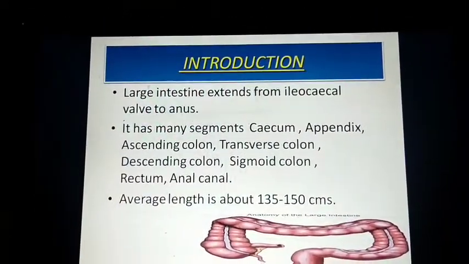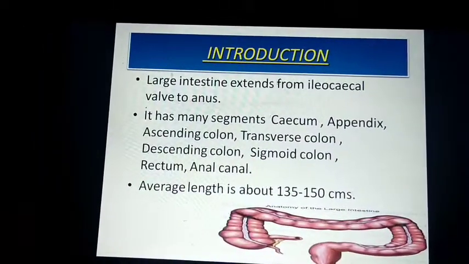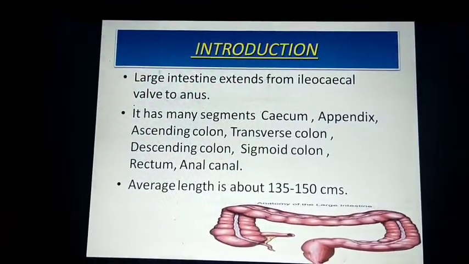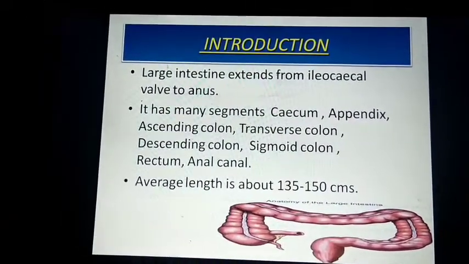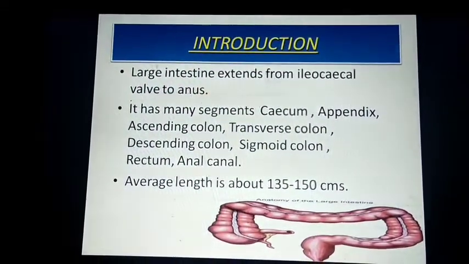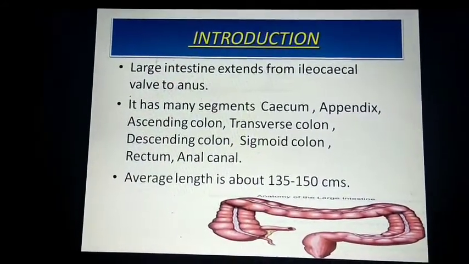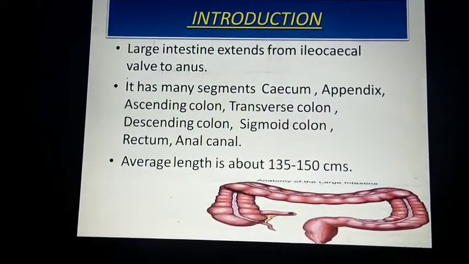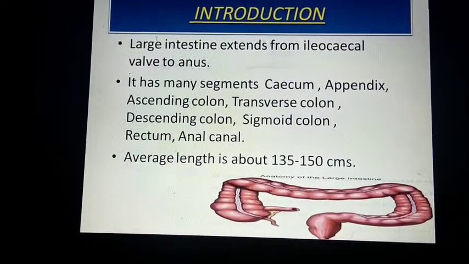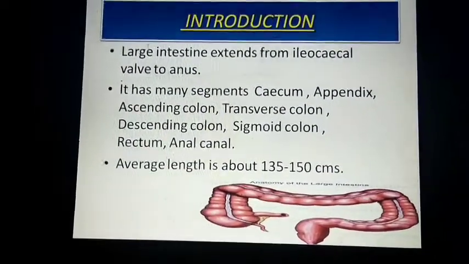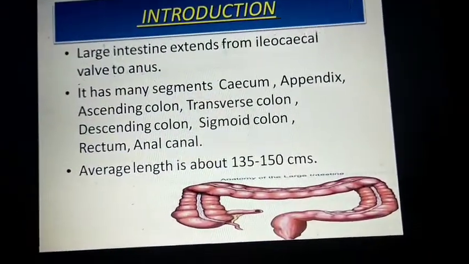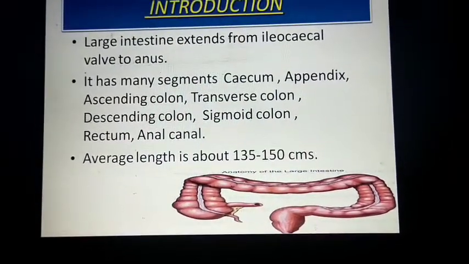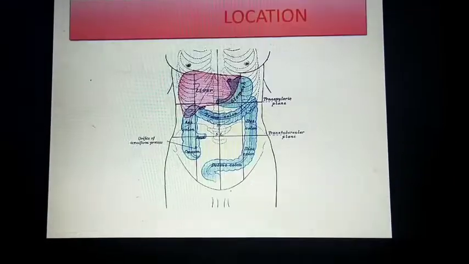The large intestine, we can go for the introduction. The large intestine extends from the ileocecal junction to the anus. It has many segments: cecum, appendix, ascending colon, transverse colon, descending colon, sigmoid colon, rectum and anal canal. The average length of the large intestine is 135 to 150 centimeters, in short about 1.5 meters. We can go for the next slide.